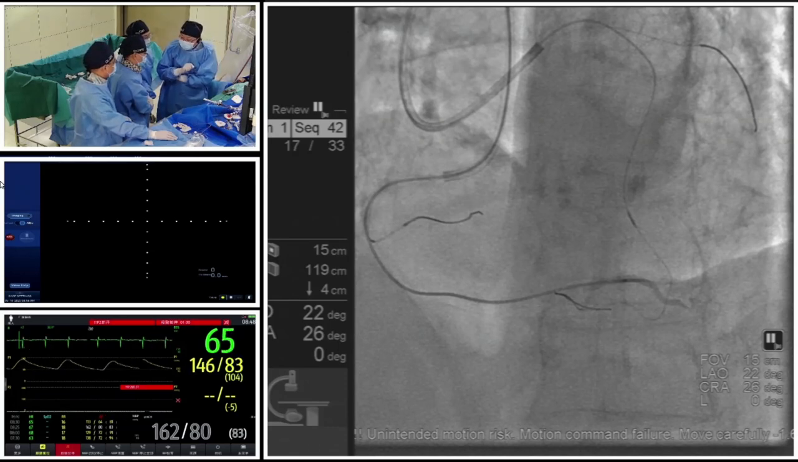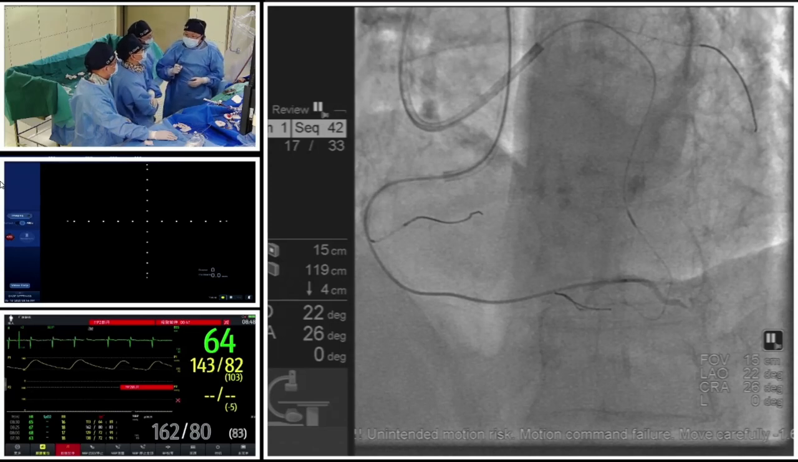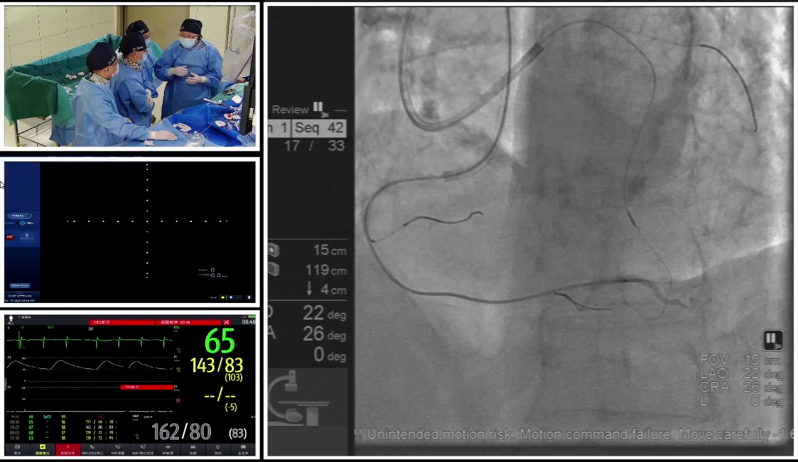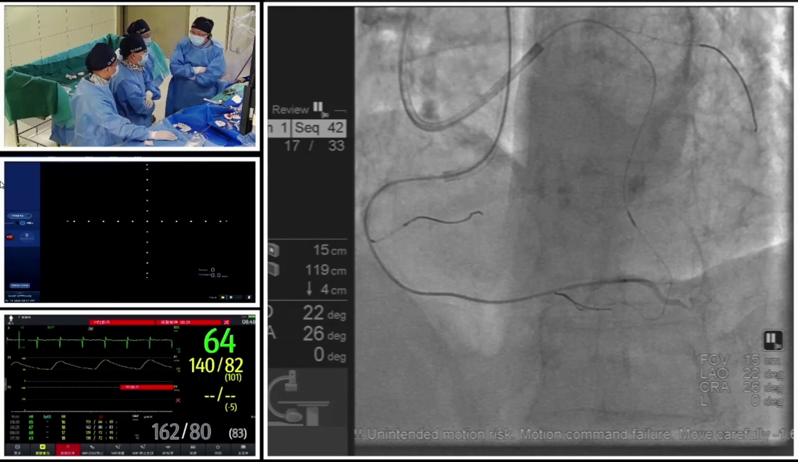We should de-escalate the wire. First we use the Fielder XTA wire. As we know, the wire has a tapered tip, very soft, very good torque response, and can also be used as a knuckle. Because the tip is soft, the knuckle curve is small, and just like Dr. Chow said, it would reduce the risk of hematoma, because if there is a huge hematoma, we reduce the chance of adequate wire reentry into the distal true lumen.